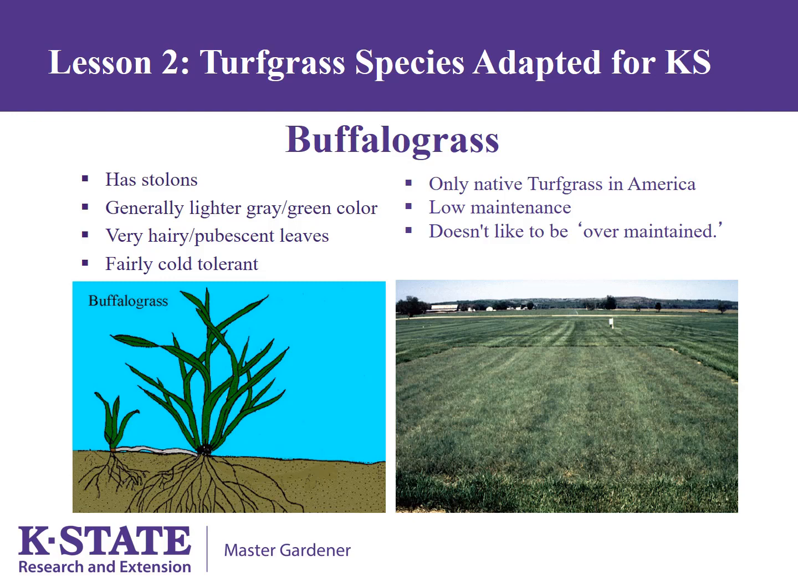It does have stolons, so it can creep along the surface of the soil. It generally has a lighter gray color. That's why some people don't like it, because it's not as dark a green. It's not that lush green that is desired when it comes to turf. But it is a very beautiful grass species. It does have hairs. You can see the hairs on it.